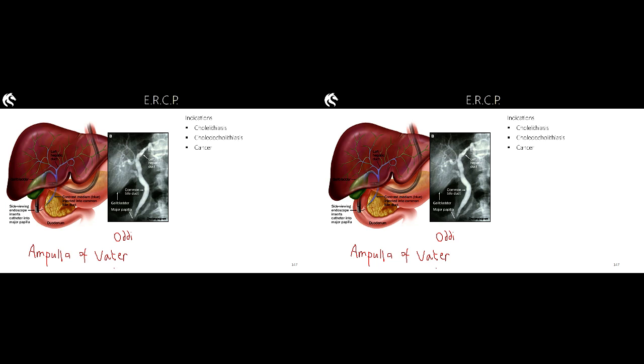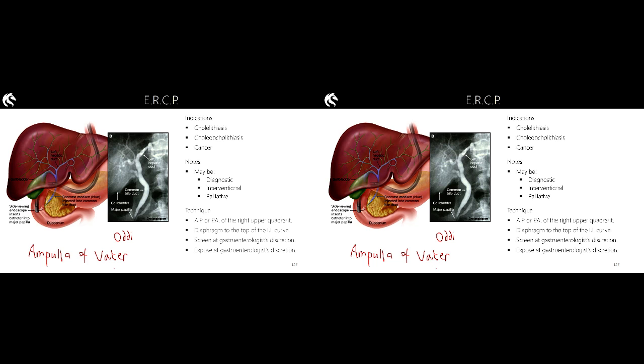All right, so what's going to happen from there? Why are we going to do one of these examinations? The patient might have cholelithiasis, the presence of stones in the gallbladder. The patient, however, is more likely to have choledocholithiasis, and that is the presence of stones in the common bile duct. Stones in the gallbladder, cholelithiasis. Stones in the common bile duct, choledocholithiasis.